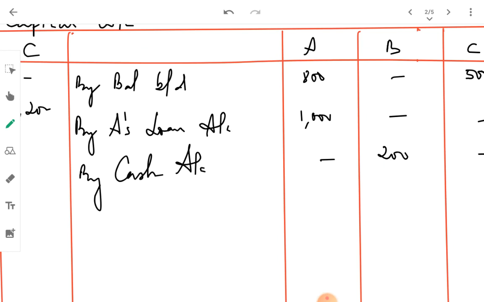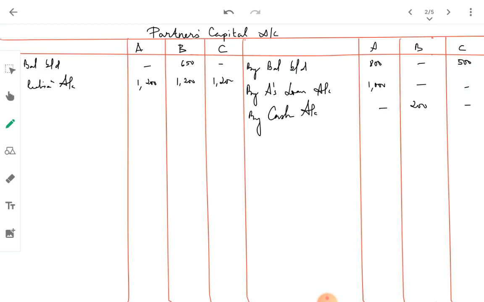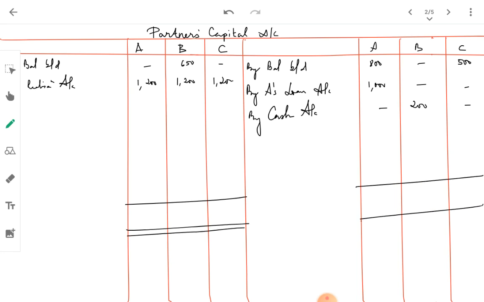So now we can just calculate and see if there is any profit or loss that the partners are getting after we close the account. So let us just close this ledger, and see what the totals are. For partner A, the total is rupees 1,800. And whatever is the balance that you're getting, let us first transfer it to deficiency account.